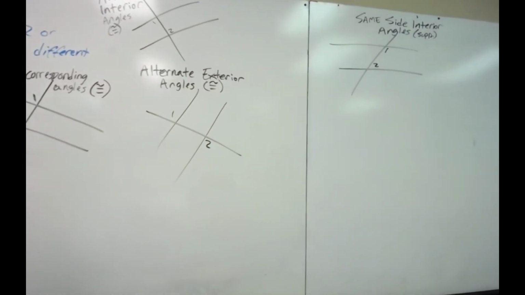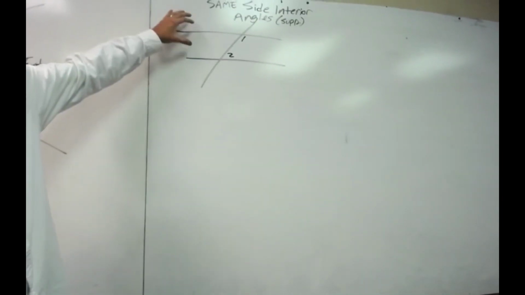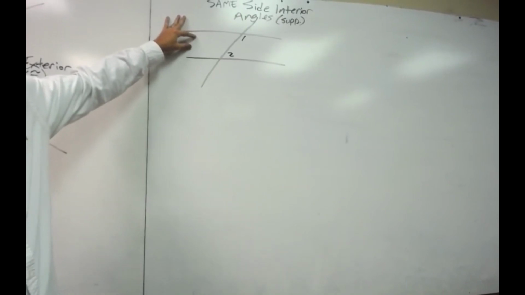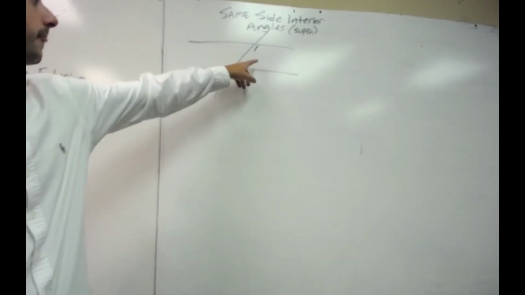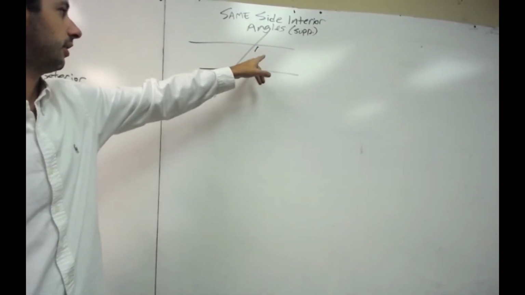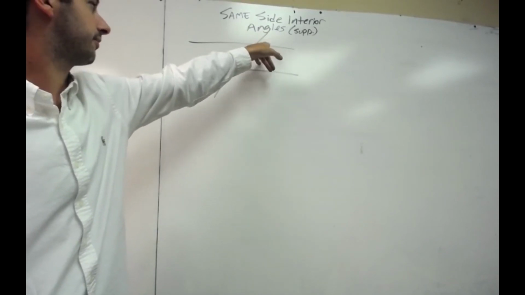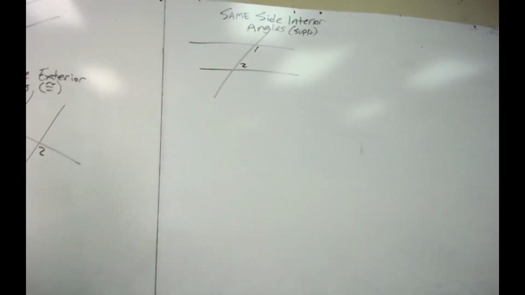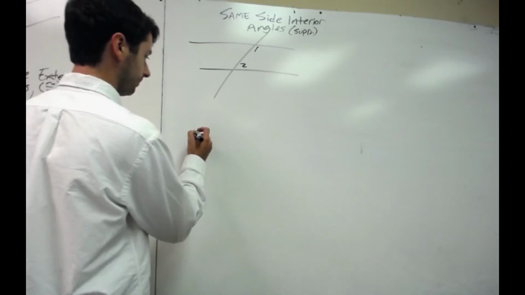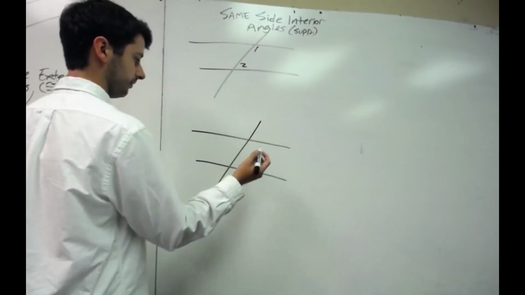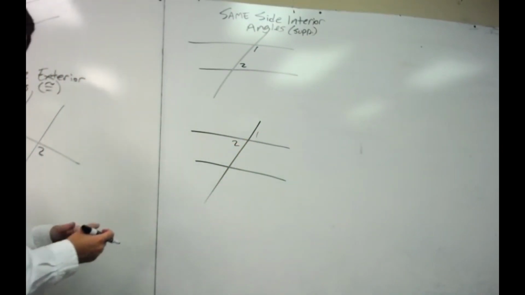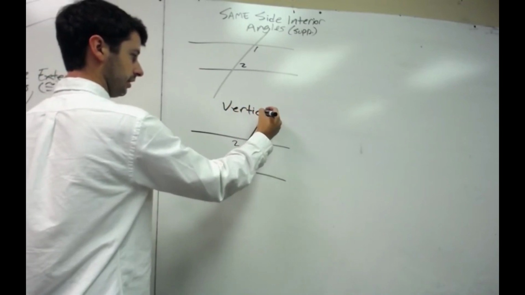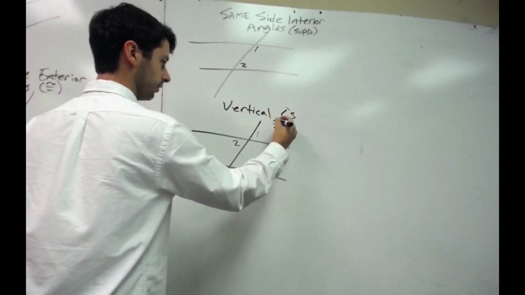You have same side interior angles. Same side interior angles are a little bit different. We've looked at 3 congruent ones, but same side interior angles are different than alternate because they stay on the same side, so therefore they are actually supplementary. They add up to be 180 degrees. And if you saw something like this, I know we've looked at things like this, angle 1 and 2 there, hopefully you remember what those are. Those are vertical angles, and those are congruent.